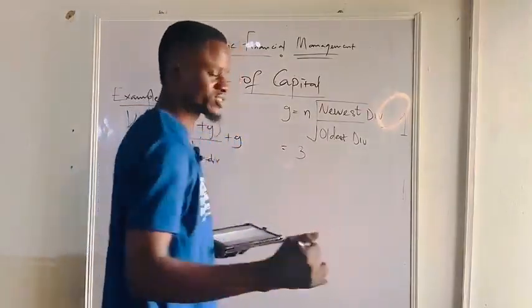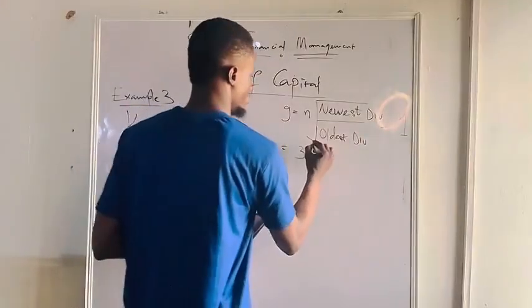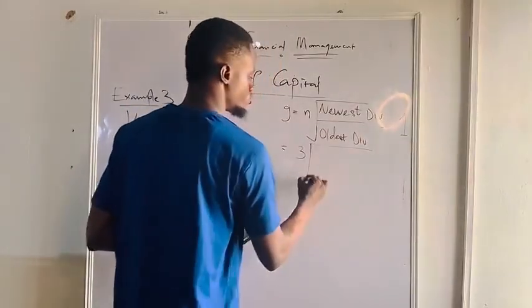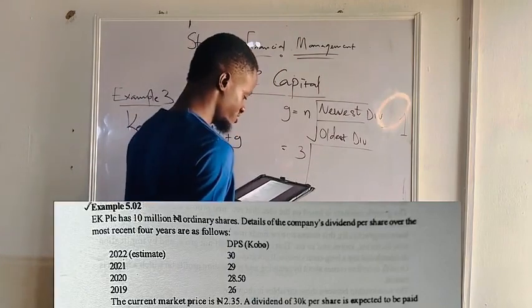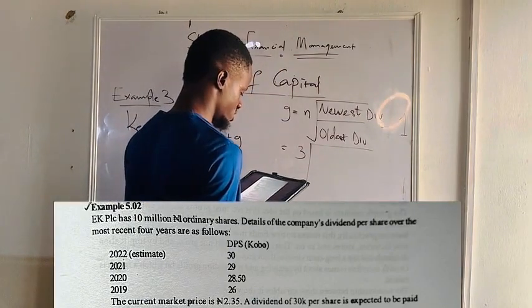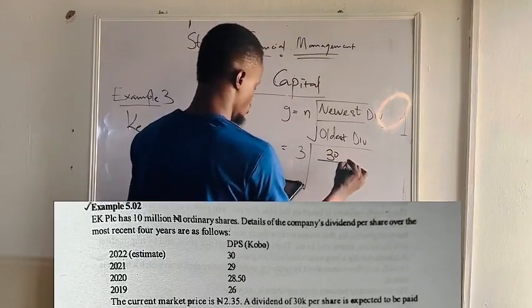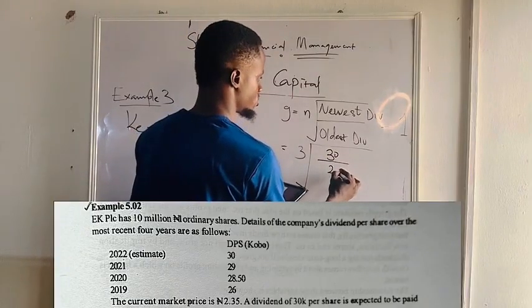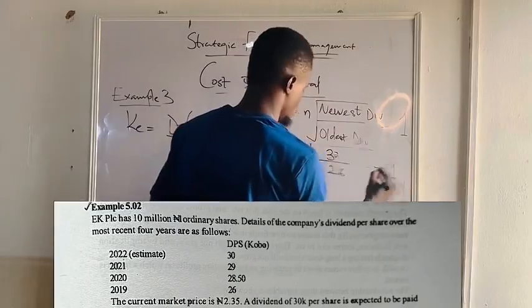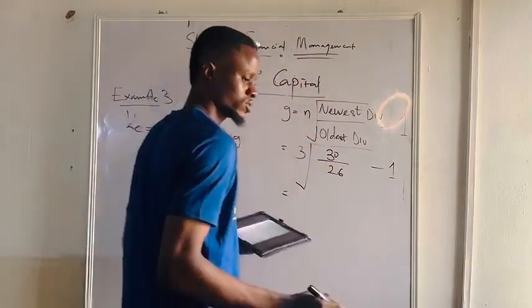We're just given information for 4 years. So it's the 3rd root of the newest dividend, which is 30, the estimate, over the oldest, which is 26, minus 1. What do we get if you punch this into your calculator?